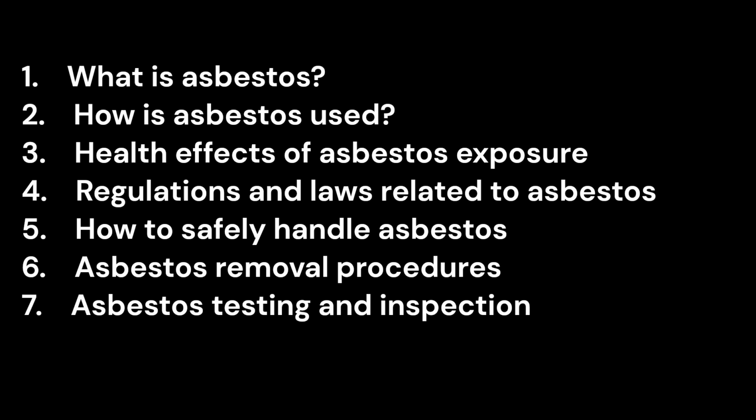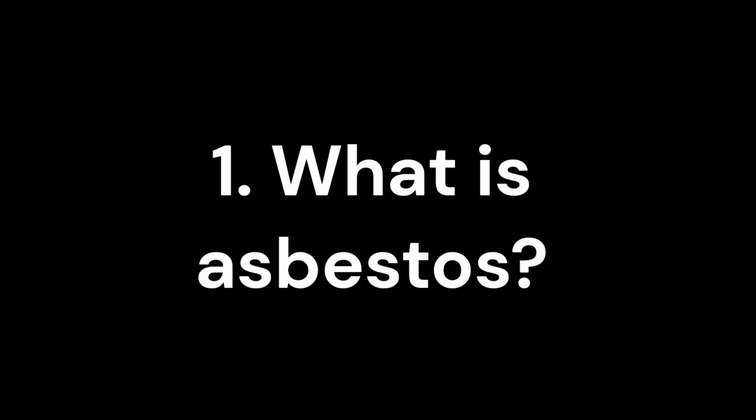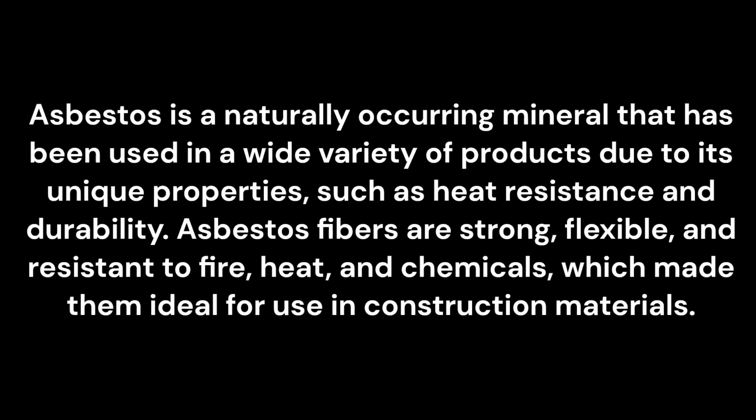Asbestos is a naturally occurring mineral that has been used in a wide variety of products due to its unique properties, such as its heat resistance and durability. Asbestos fibers are strong, flexible, and resistant to fire, heat, and chemicals, which made them ideal for use in construction materials such as insulation, roofing, flooring, and cement.